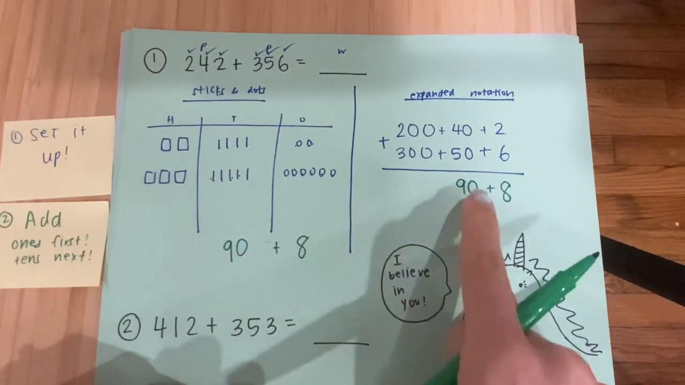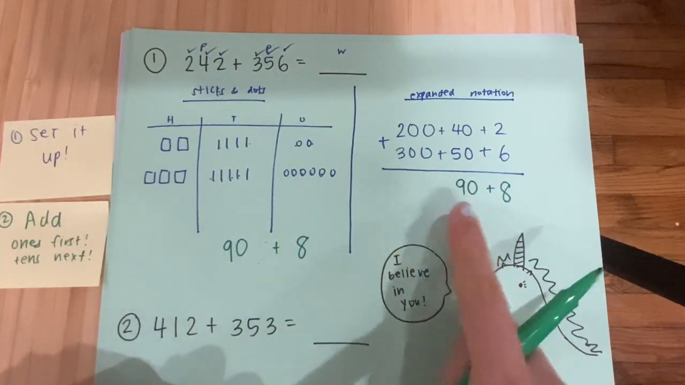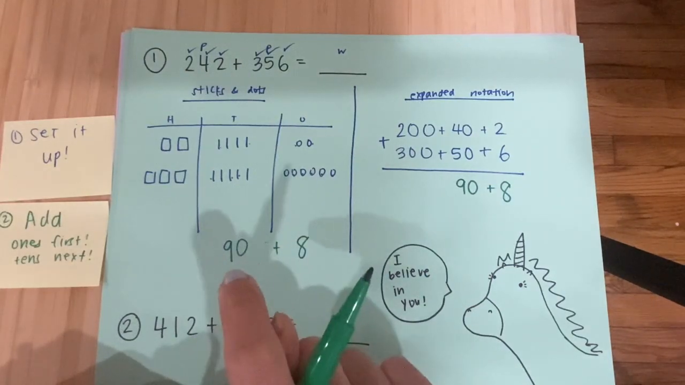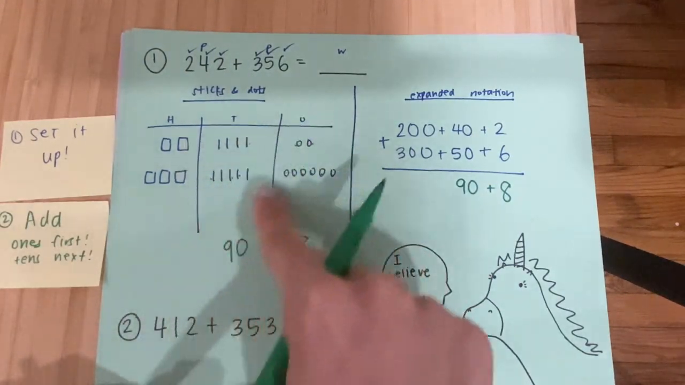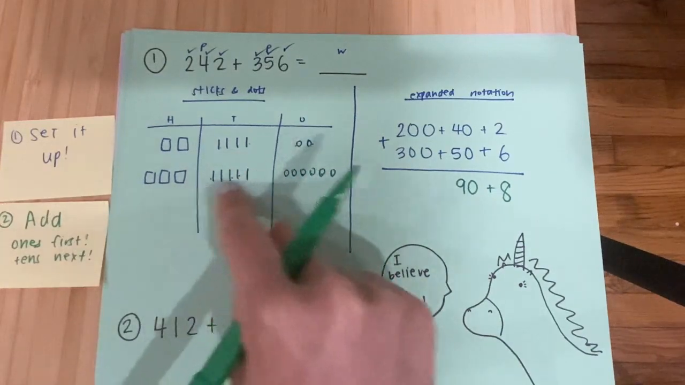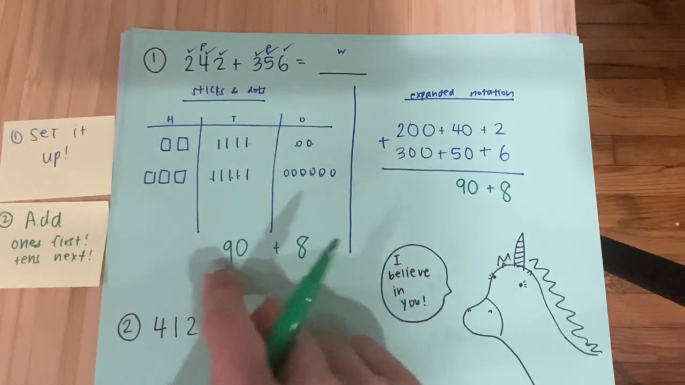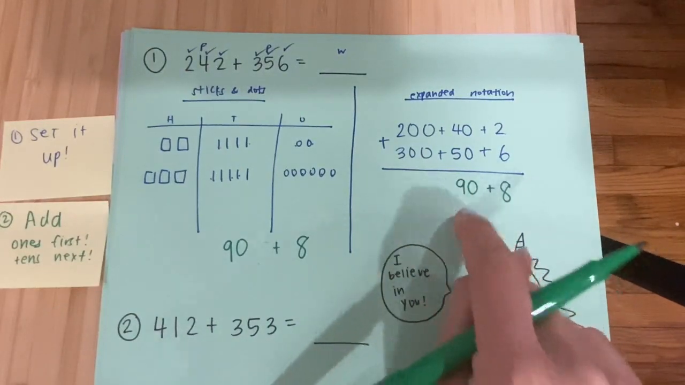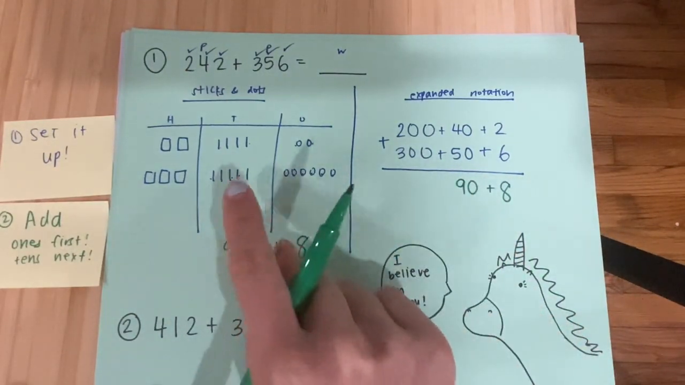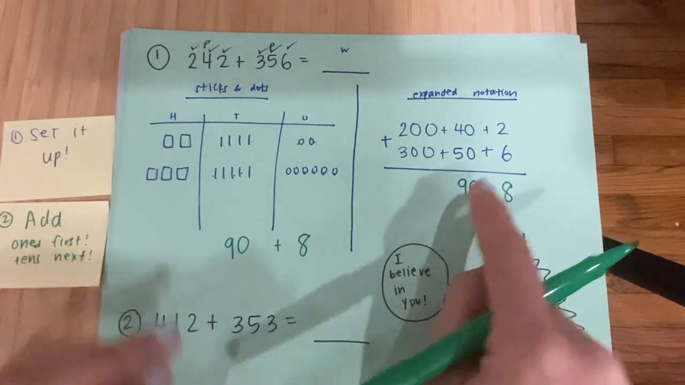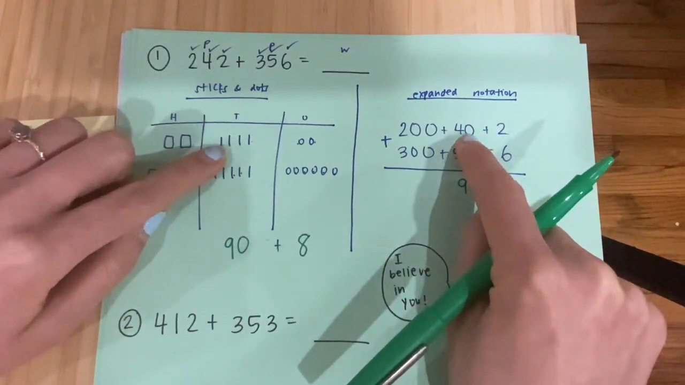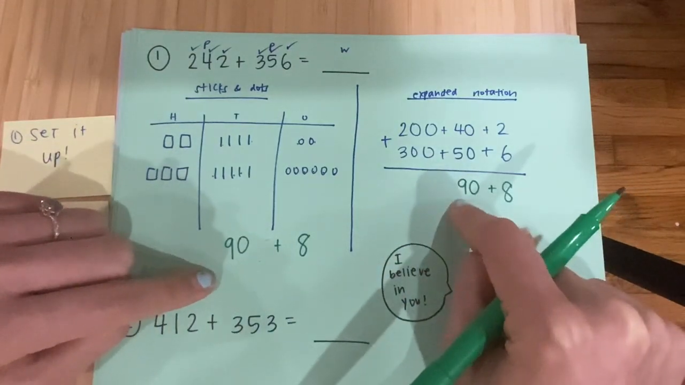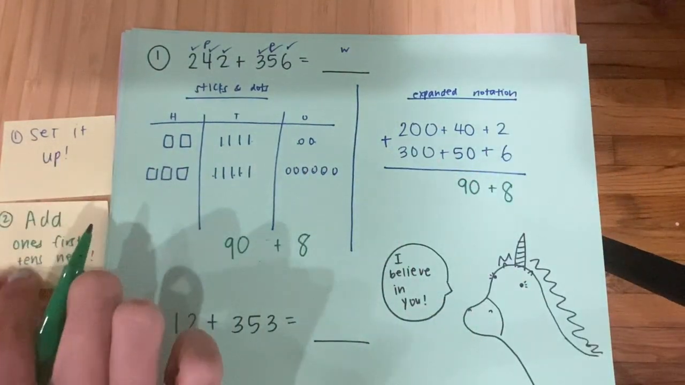Oh my goodness, do you notice something? What do you notice, friends? That's right. In my tens place, when I added 4 tens and 5 tens together using my sticks and dots, I got 90. When I added my tens together in my expanded notation, I got the same thing. That's because in sticks and dots and expanded notation, we're adding 4 tens and 5 tens together to get 9 tens or 90. Okay, so I added my tens next.